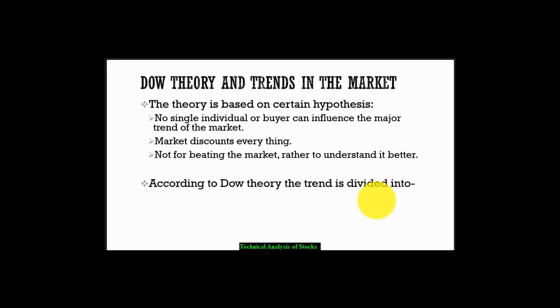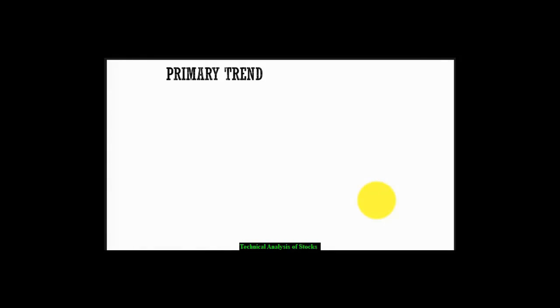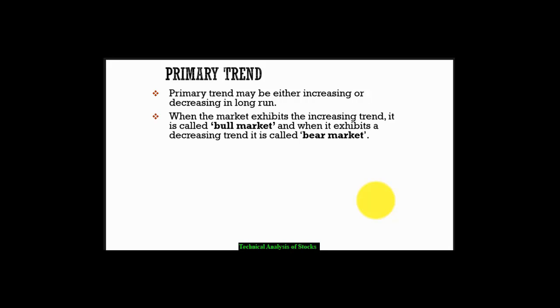Now, according to the Dow theory, there are three types of trend patterns. One is primary, secondary, and minor trends. So let us discuss what is primary trend. Primary trend may be either increasing trend or decreasing trend in the long run. When the market exhibits an increasing trend, it is called a bull market, and when the market exhibits a decreasing trend, it is called a bear market.